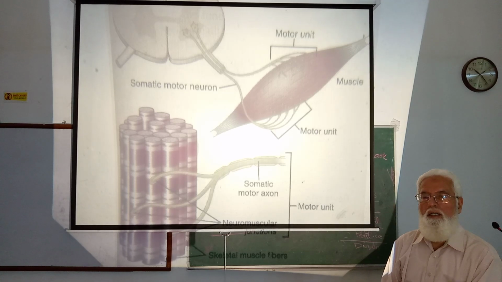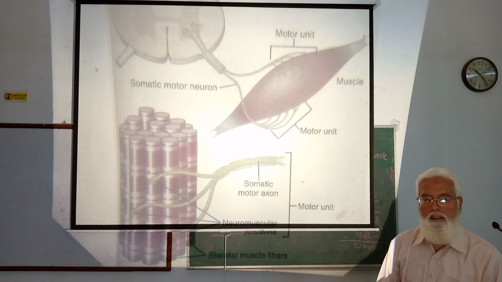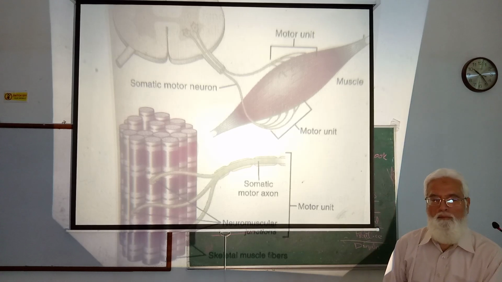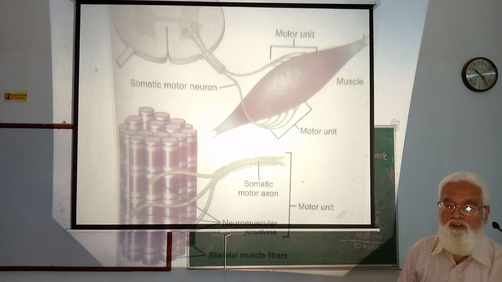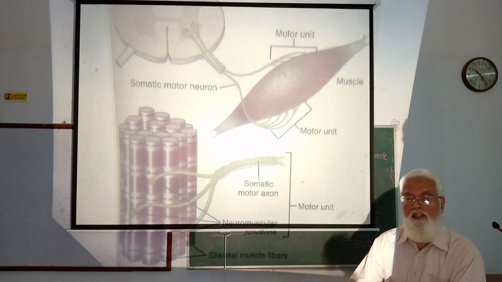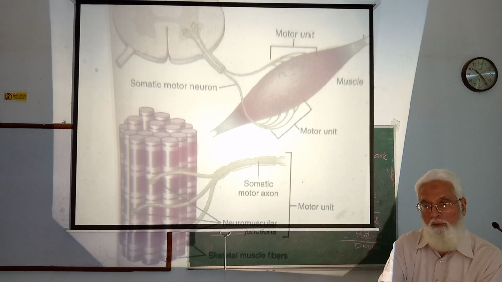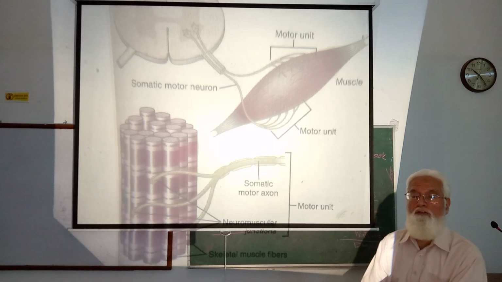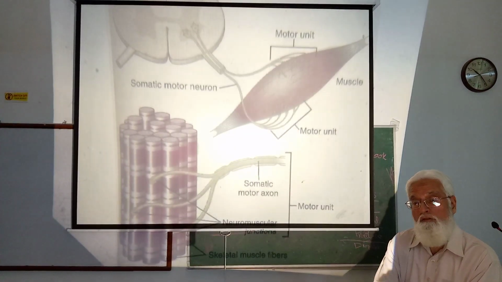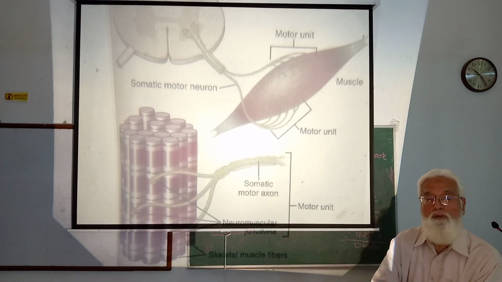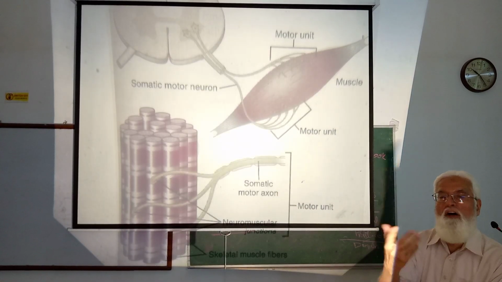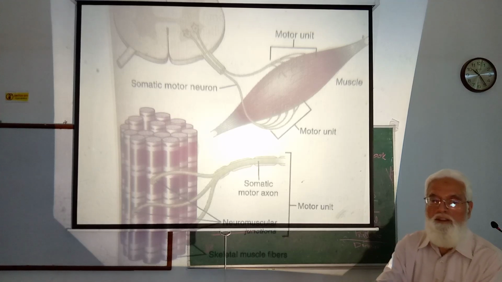In muscles such as the muscles of the back and the gastrocnemius muscle, there may be 150 muscle fibers in a motor unit. In these muscles, fine control of movement is not required, so there may be many more, up to 150 muscle fibers in each motor unit.